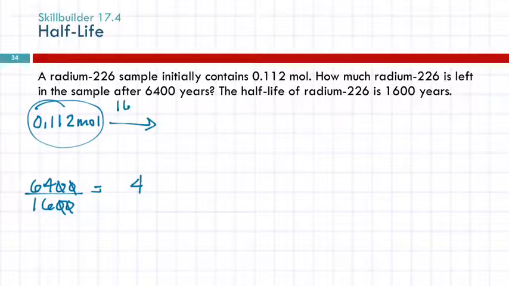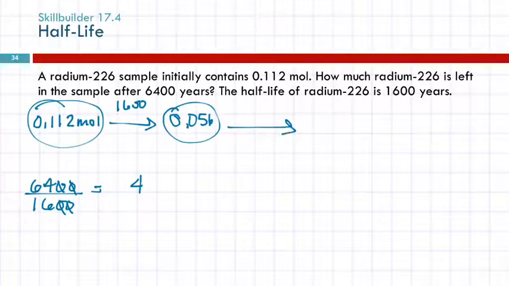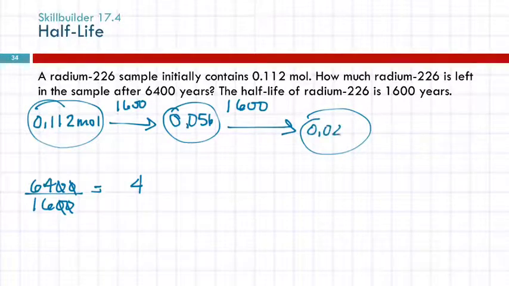So here's 1,600 years. After 1,600 years, this gets cut in half. Personally, I don't trust my brain to do this. You've got a calculator, might as well get the number right. 0.056 moles. Well, that's not 6,400 years. So another 1,600. We divide that by 2 again. 0.028 moles.